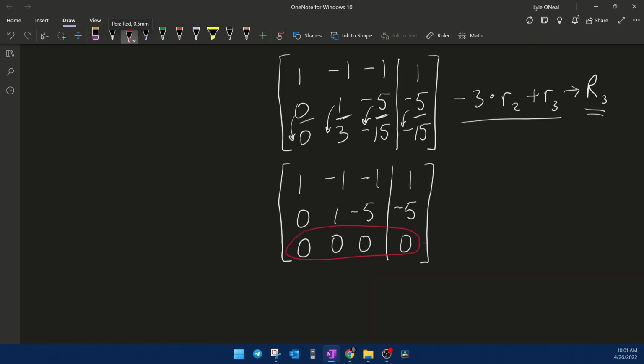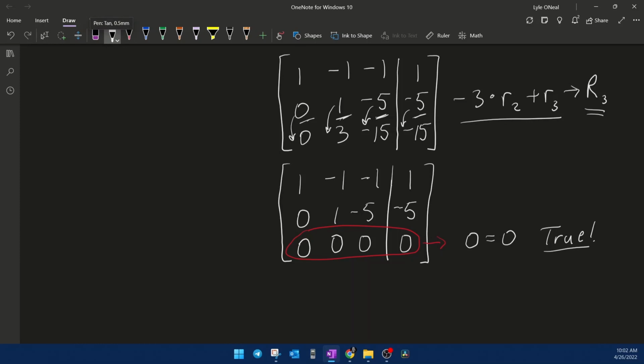When your last row turns out to be all zeros, if I convert that back into an equation, that would say 0 equal to 0, which is a true statement. And that means that there are infinitely many solutions here. This indicates that the equations are dependent, meaning there's going to be an infinite number of solutions, and we need to know how to write that solution.